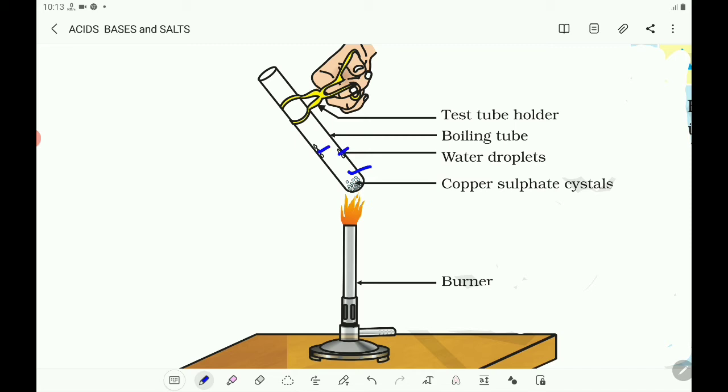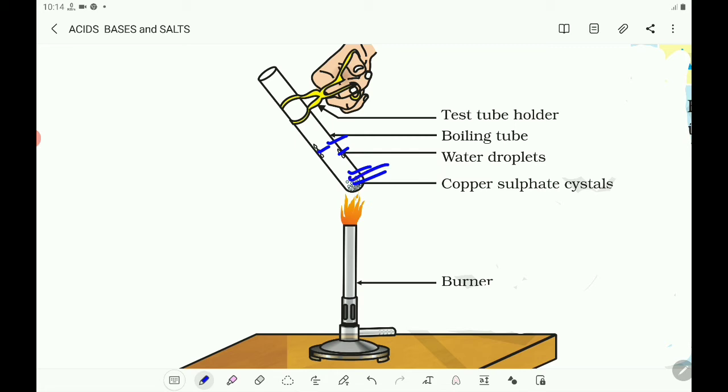Here these are the water droplets in the boiling tube, and these water droplets came from the copper sulphate crystals. Add 2 to 3 drops of water on the sample of copper sulphate obtained after heating. What do you observe? Again, copper sulphate turns blue. Copper sulphate crystals, which are blue in color, are taken in a dry test tube and heated. The water of crystallization deposits on the walls of the test tube and the crystal turns white.